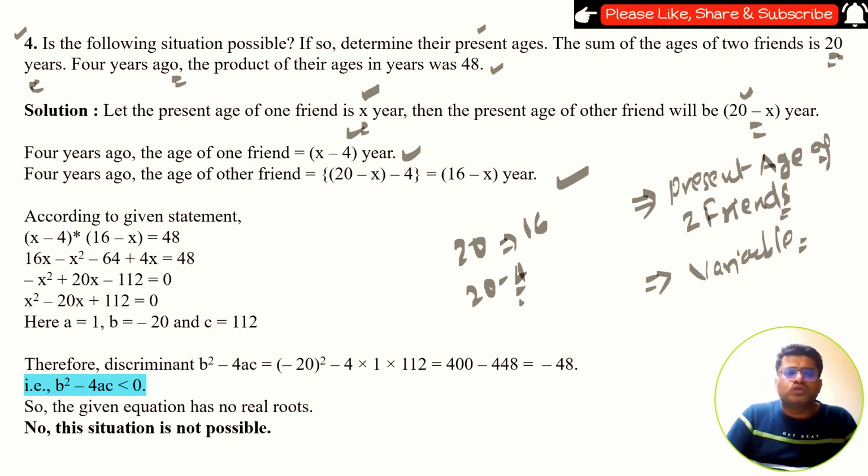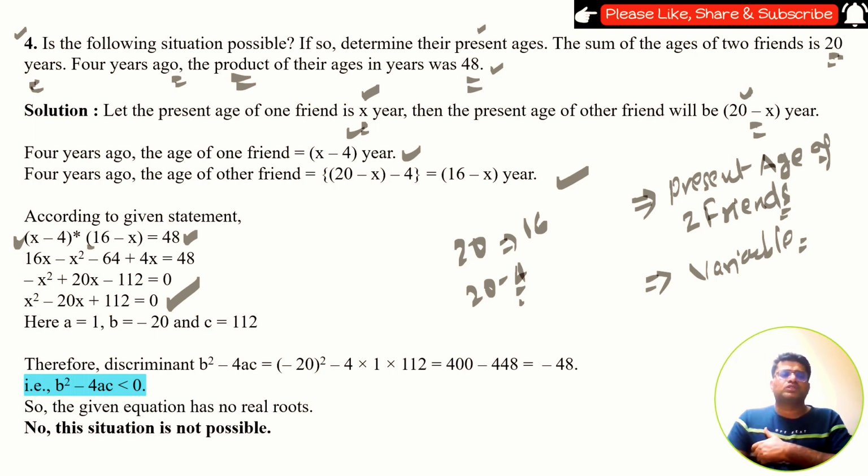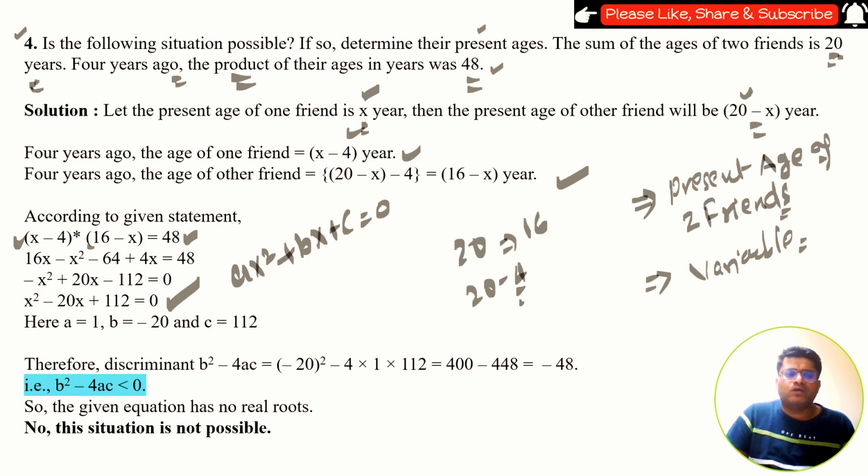Then we use the given statement. The product is 48. Then the product x minus 4 multiplied by 16 minus x is coming how much? 48. After solving this equation, after simplifying this equation, we find the required quadratic equation, and this is x square minus 20x plus 112 is equal to 0. After comparing this with the standard form of quadratic equation, you find the value of a is equal to 1, b is equal to minus 20, and c is equal to 112.